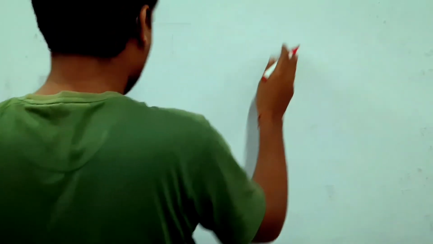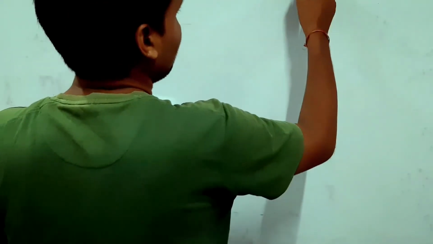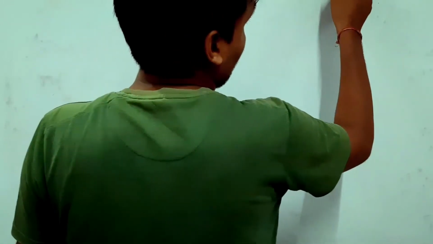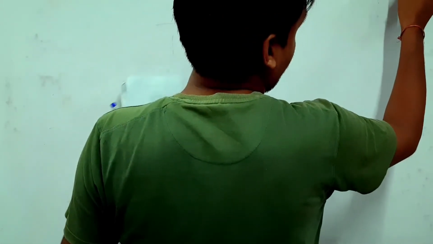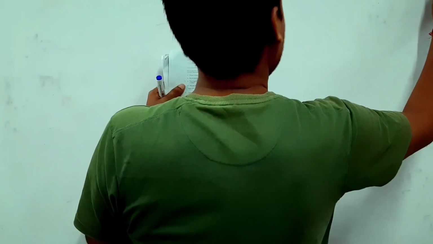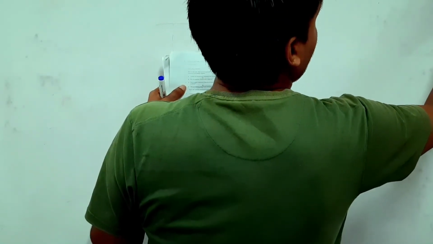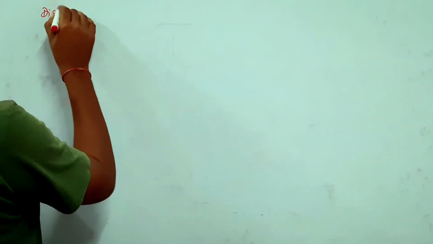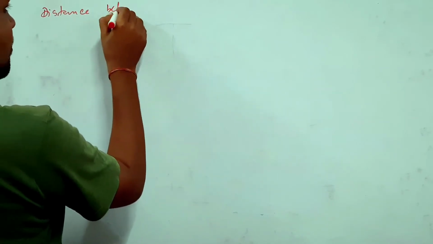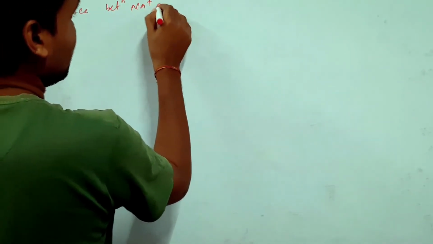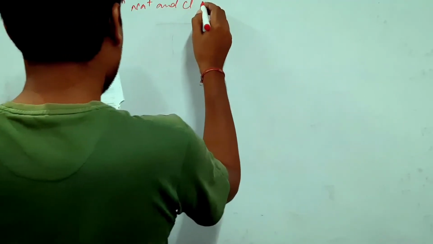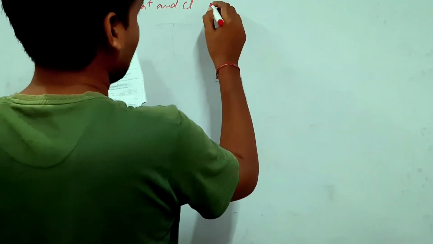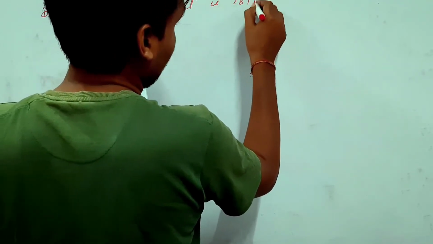So we are asked to find out the Avogadro's number value. The density of NaCl is given as 2.165 gram per centimeter cube. The distance between Na positive and Cl negative is 281 picometer.